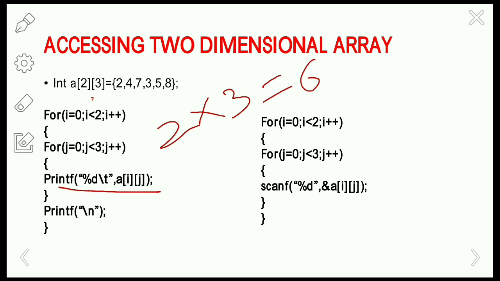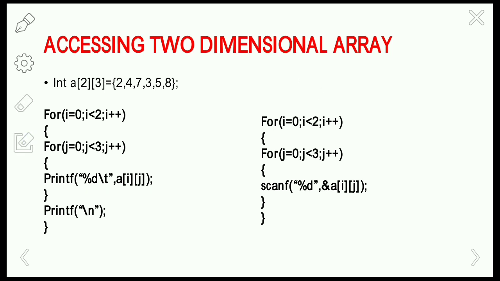Similarly, if you want to read the values from the two-dimensional array, then you can use the scanf function followed by ampersand a[i][j]. If you want to access the element in the ith row and jth column, then you can use this printf function with the array name.